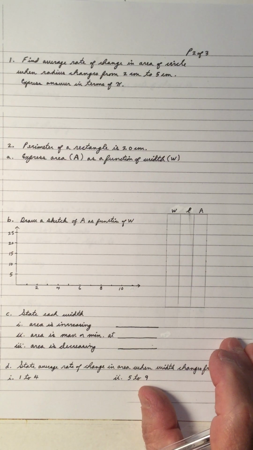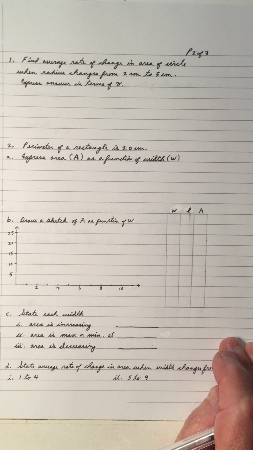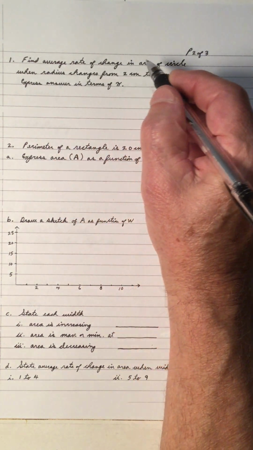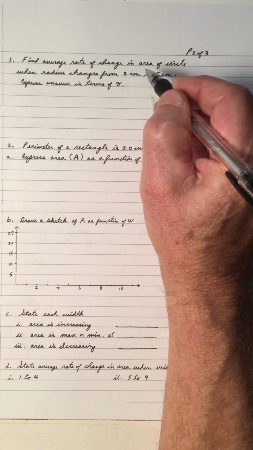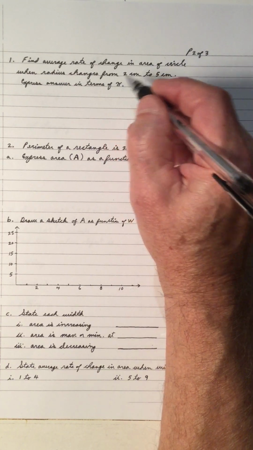Let's do further explanation on the average rate of change for a quadratic function. And again, remember, the average rate of change is the slope of a secant line that cuts the parabola at 2 points. Find the average rate of change in the area of a circle when the radius changes from 2 centimeters to 5 centimeters. Express your answer in terms of pi.